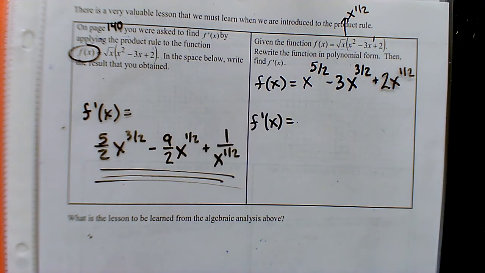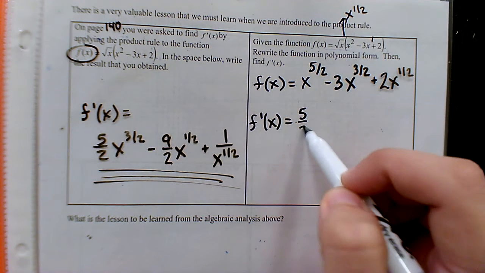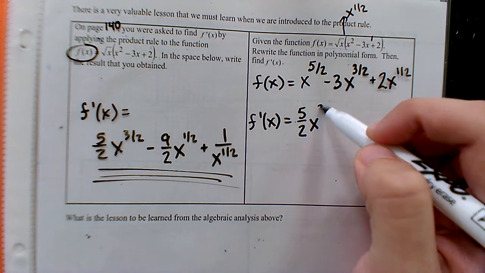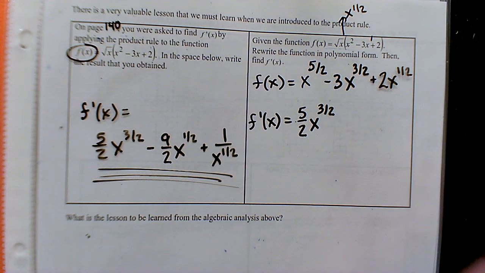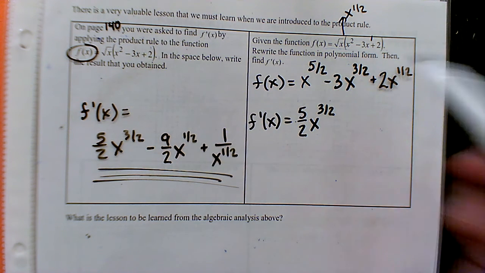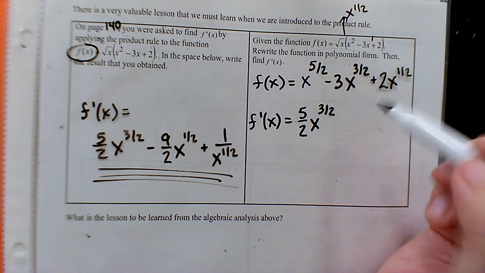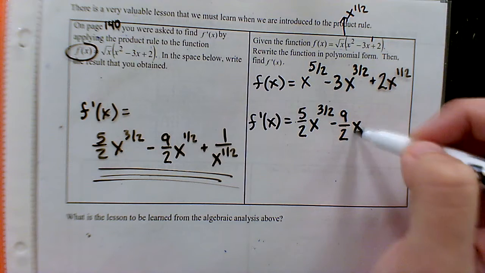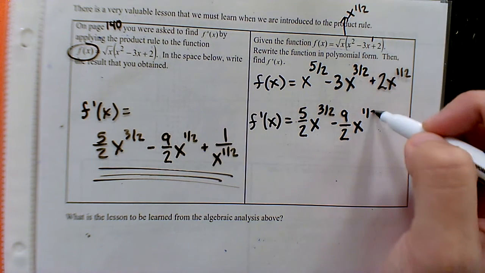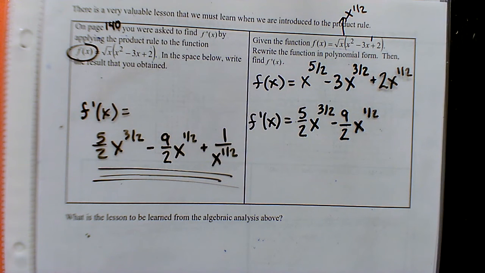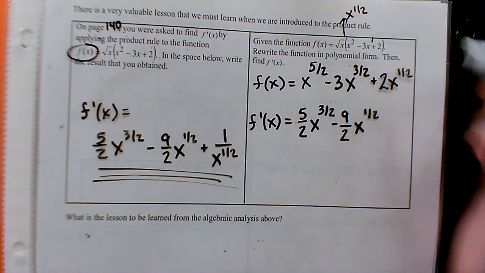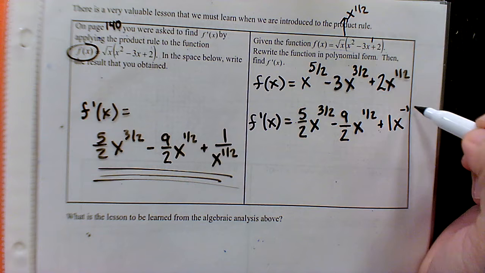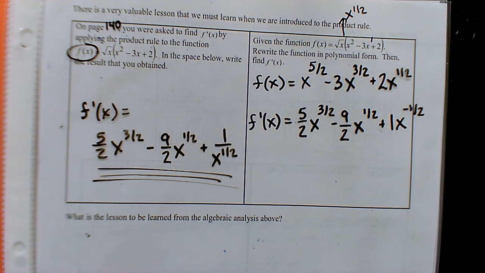Okay, that first shortcut that we learned. So we can bring down the 5 halves, and if we drop 1 from the power, we'd have 3 halves. In the next term, if we multiply down the 3 halves, times 3 would give us 9 halves, and then drop 1 from the power, we'd have 1/2. And for the last one, multiply down the power, we would just get 1, and drop 1 from the power, we'd have -1/2.